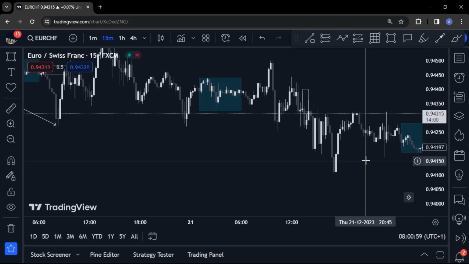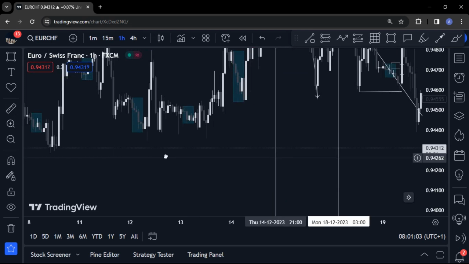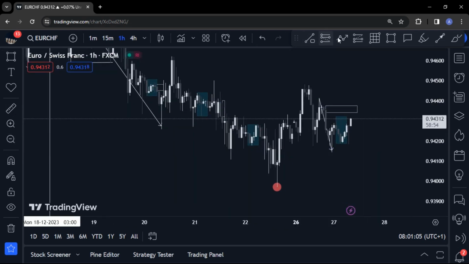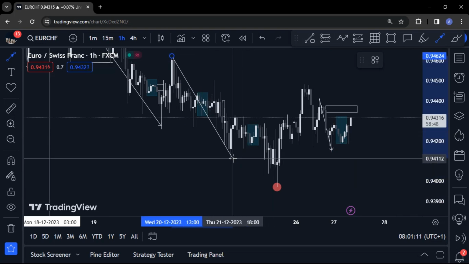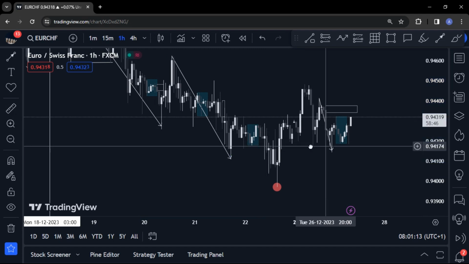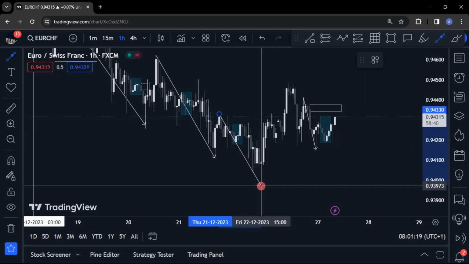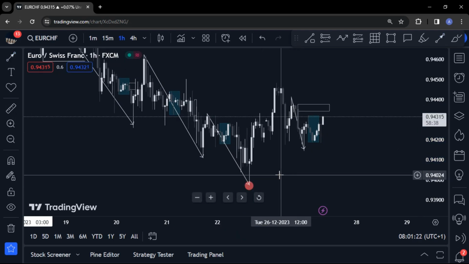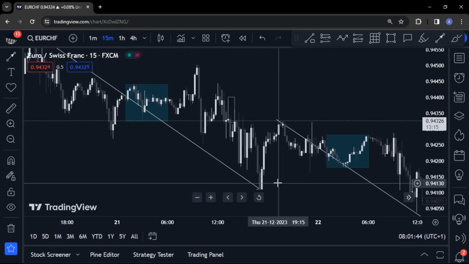Go back to H1 and see the new trading range. Trading range is from this high to this low on Thursday. And for Friday, it's from this high to this low, and then everything starts to shift after then. Alright, looking at the structure, it's pretty much the same as the previous ones.